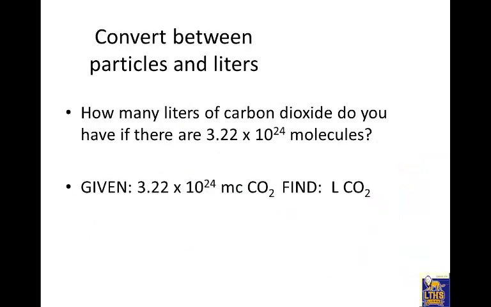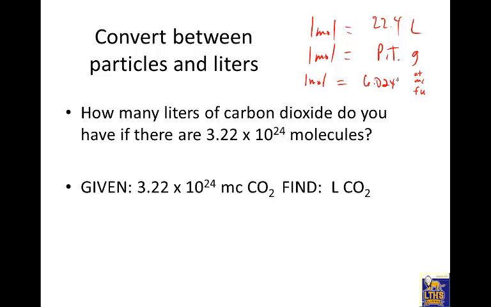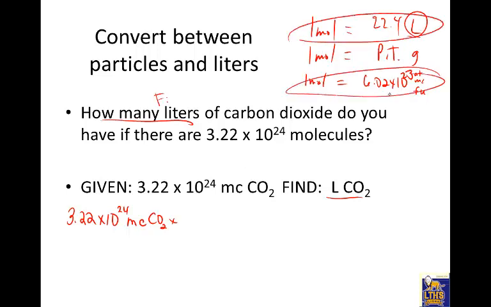Okay. Any more? You betcha there's more. Remember this: 1 mole equals 1 mole equals 1 mole equals liters, grams, atoms, molecules, formula units. This is 22.4, this is the periodic table, and this is Avogadro's number. So what's going on here? Well, we're given 3.22 times 10 to the 24th molecules of carbon dioxide. We have to find liters. So we need to use this one because it has liters, and we also need this one because it has molecules. So it's a two-step problem.